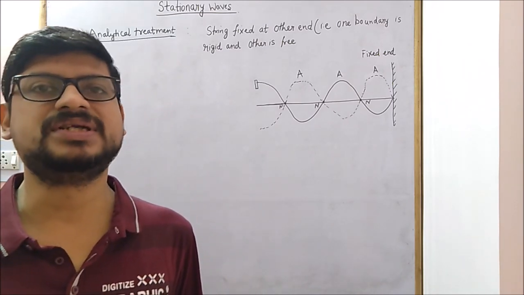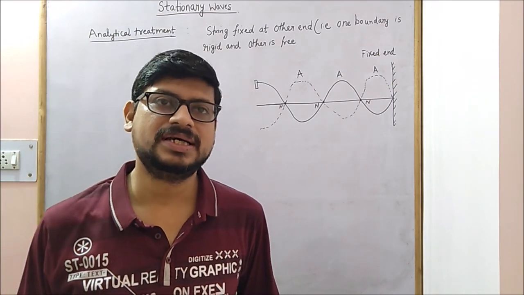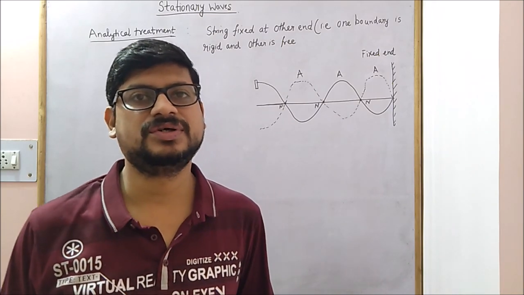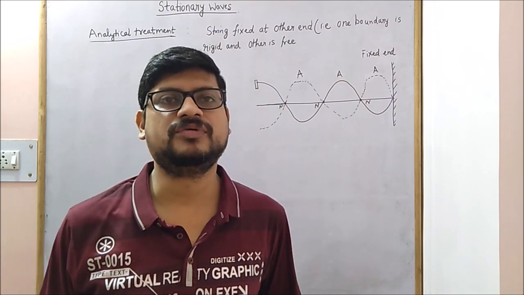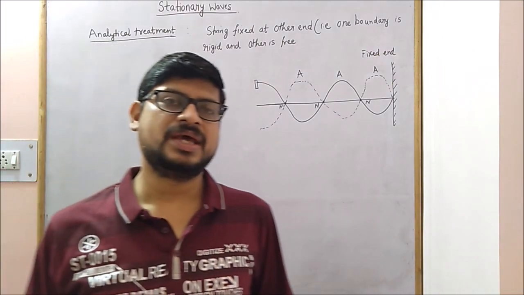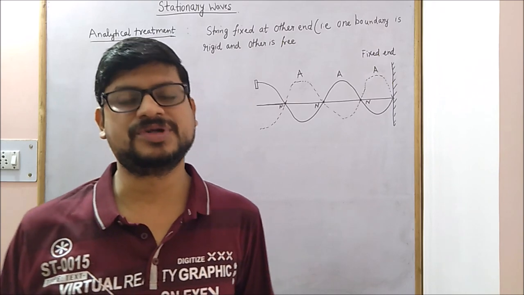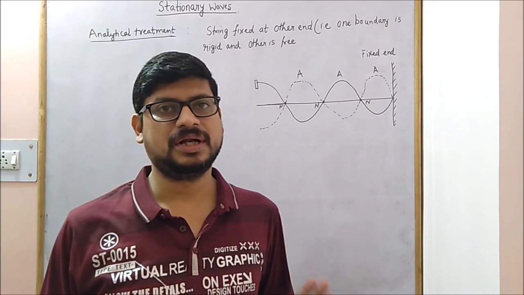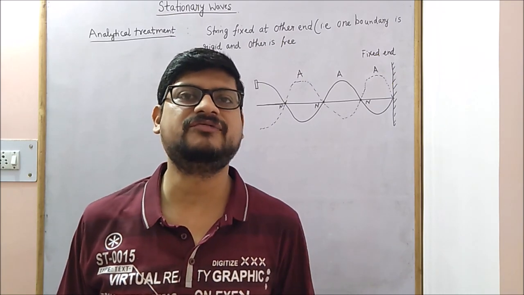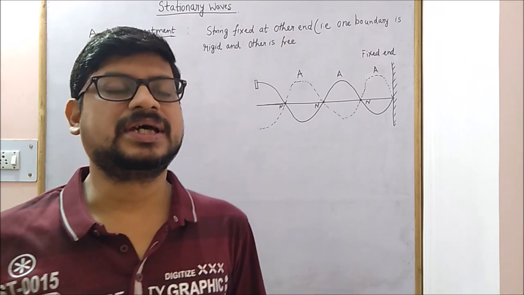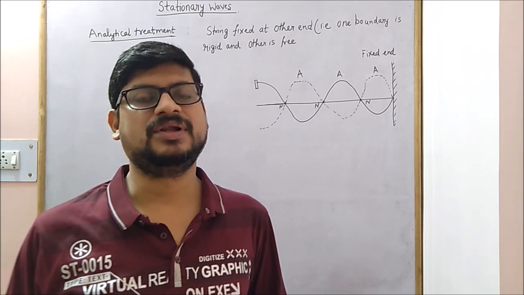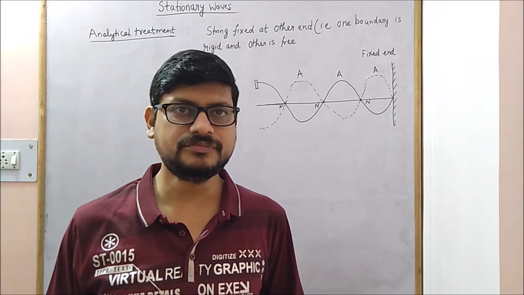As from the name itself, it is clear that the stationary or the standing waves are those waves which do not move. In these kinds of waves, the energy, as in the case of the progressive wave, is not transferred. In the case of progressive wave, the energy is transferred from one point to another. In the case of the stationary or the standing waves, energy is not transferred.